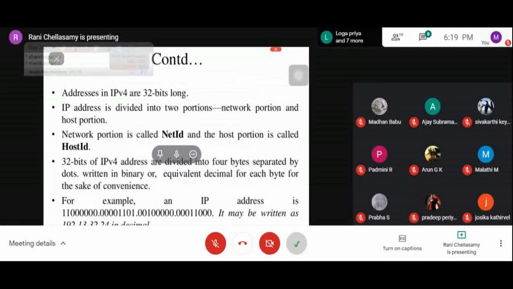It means that here in the first byte you can see 192. That is, in the first byte it can range from 0 to 255, and in the second byte also from 0 to 255. So each and every dot-separated value will range from 0 to 255.